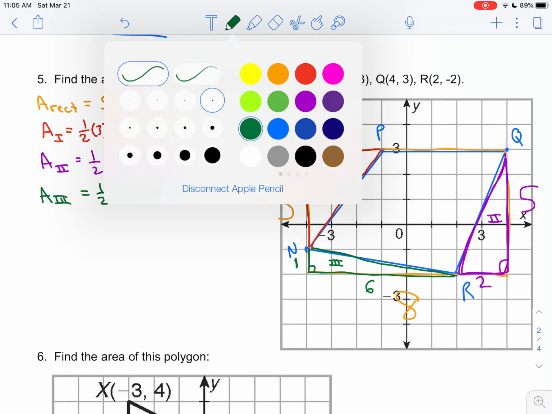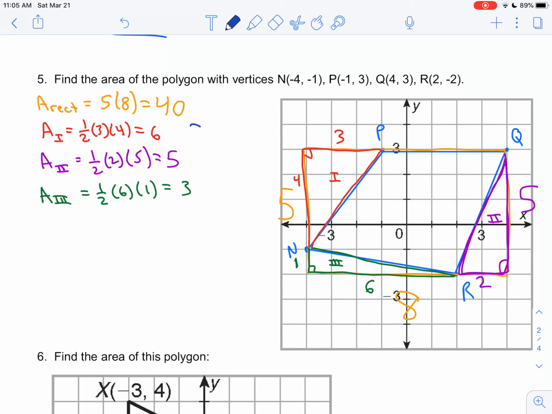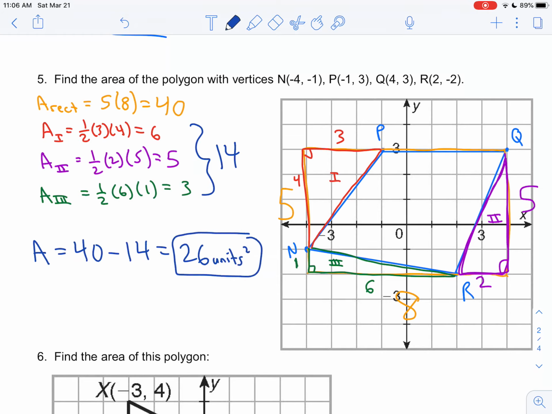And so now what you could do is add those 3 together if you wanted to, and that looks like 14. And so our total area is the rectangle minus the 3 triangles, and that's 26. And if you want to keep practicing, since it's area, you could do square units. If you don't do units on the coordinate plane, that's okay.